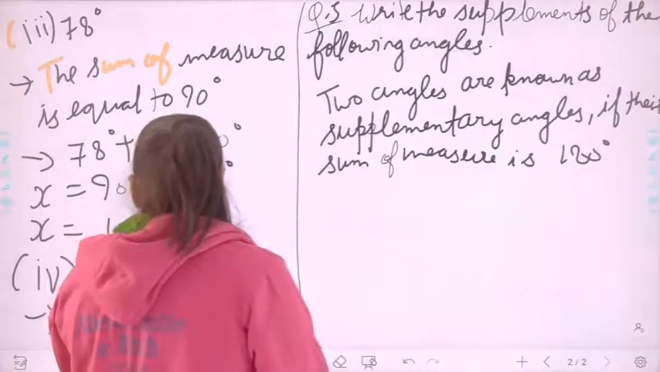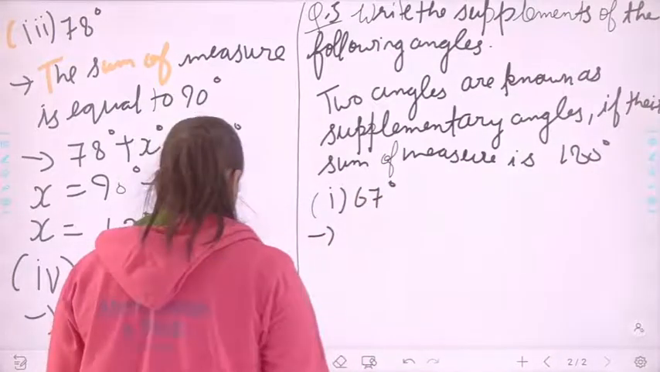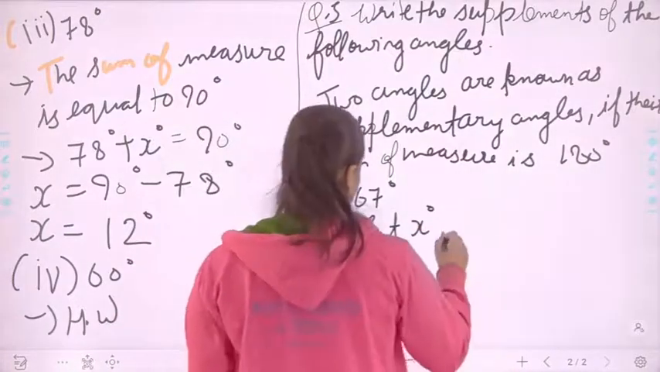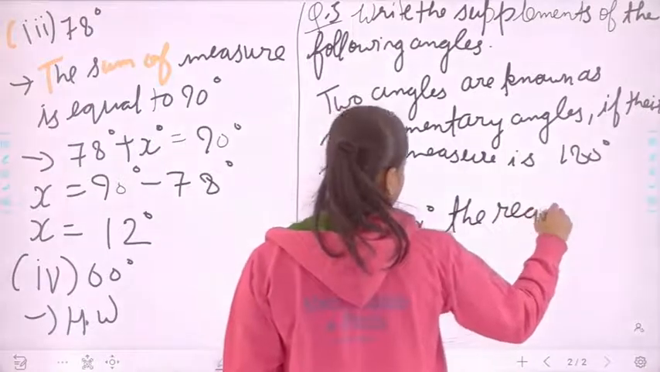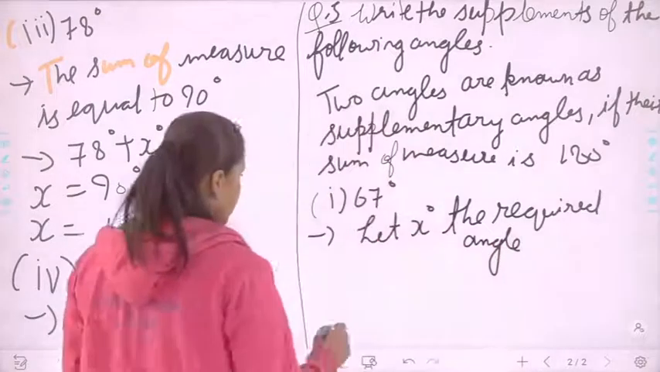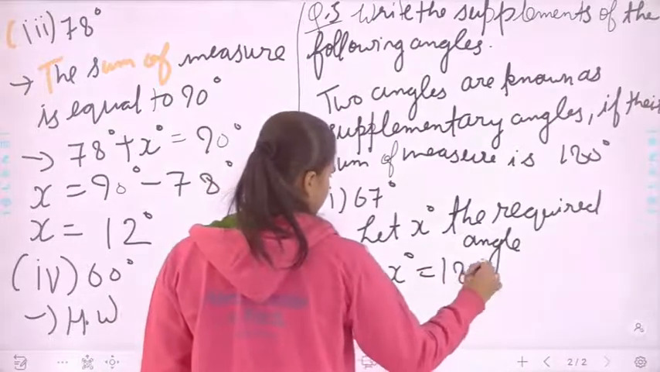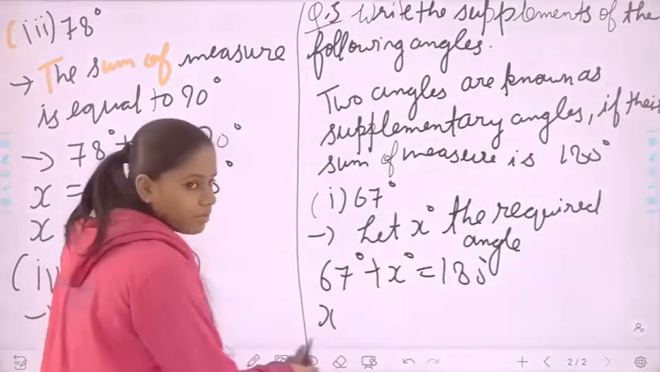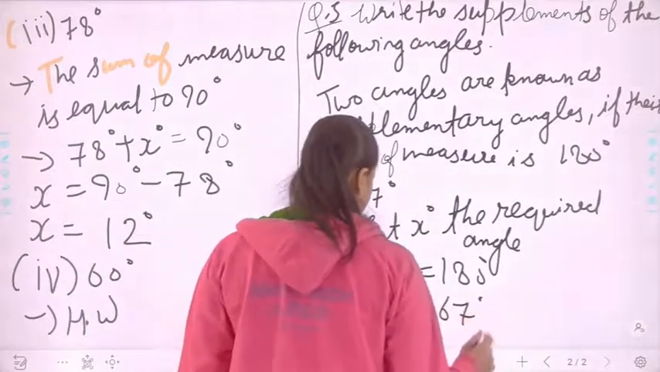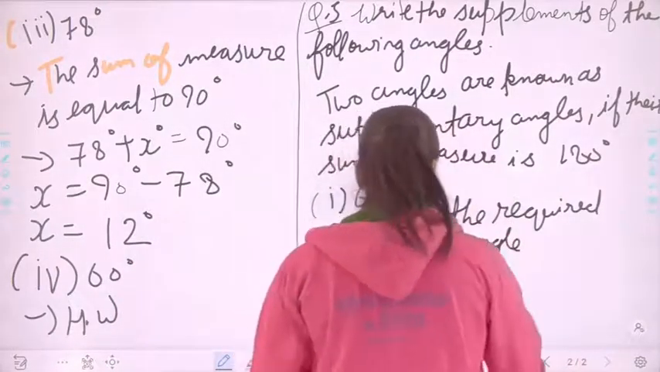First part is, that is 67 degree. Let x degree the required angle. It will be 67 degree plus x degree equals to 180 degree. Now x will come this side, and 180 degree minus 67 degree. Okay, students, that is 113 degree.